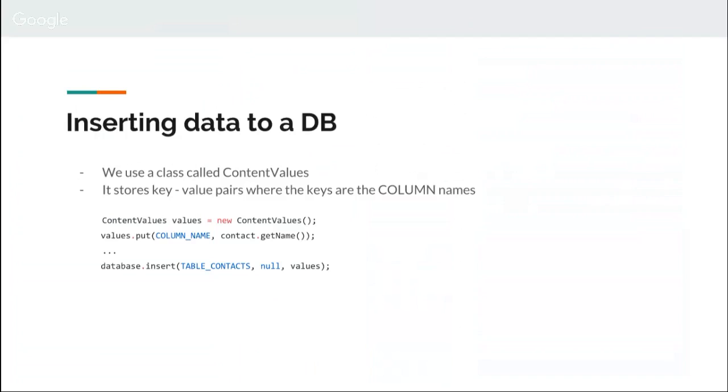Then after you create them, you just use values dot put, and you give the data from wherever you're collecting them, and then you use the database. This is a database helper. They insert in the table. The null is a bit complicated. Don't worry about that. It's kind of to know if there are empty values on the content values. But if you're inserting everything right, just pass null and then the content values.